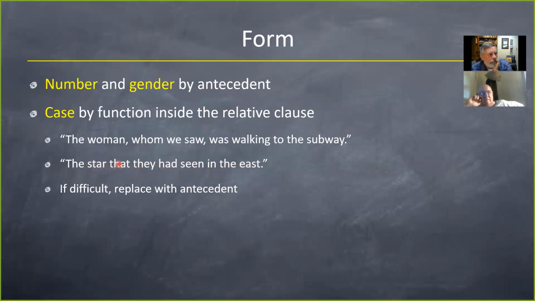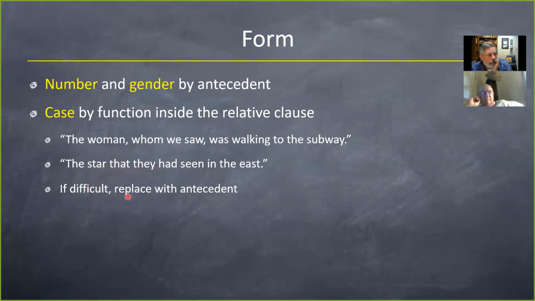But that will be in the same gender and number as star. In other words, star is going to be neuter and star is going to be singular. So that will be neuter and singular, but it will be accusative and not nominative, because there's my subject in the clause. They had seen that. Well, that is functioning as the direct object inside the clause. So it's pointing back to the star.